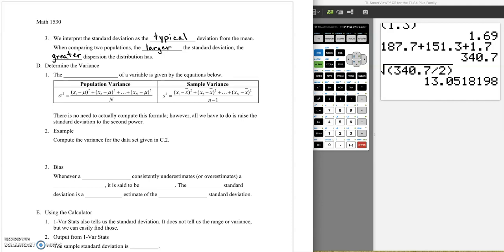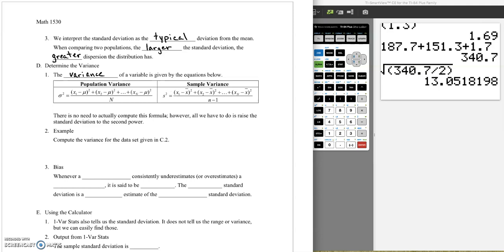Let's talk about the third measure of dispersion, which is variance. The variance of a variable in a data set is given by the equations below. We use sigma squared for the population variance and S squared as the sample variance. You should note that these formulas are exactly the same as the ones for standard deviation, except they don't have the square root.